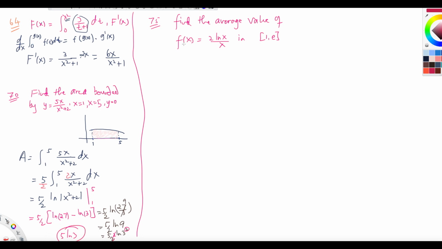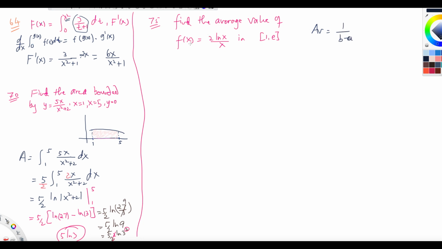Okay. And the very last example from section 5.2 is to find the average value of f of x in the interval 1 to e. So how do I find the average value? The formula for the average value is 1 over b minus a in the interval.